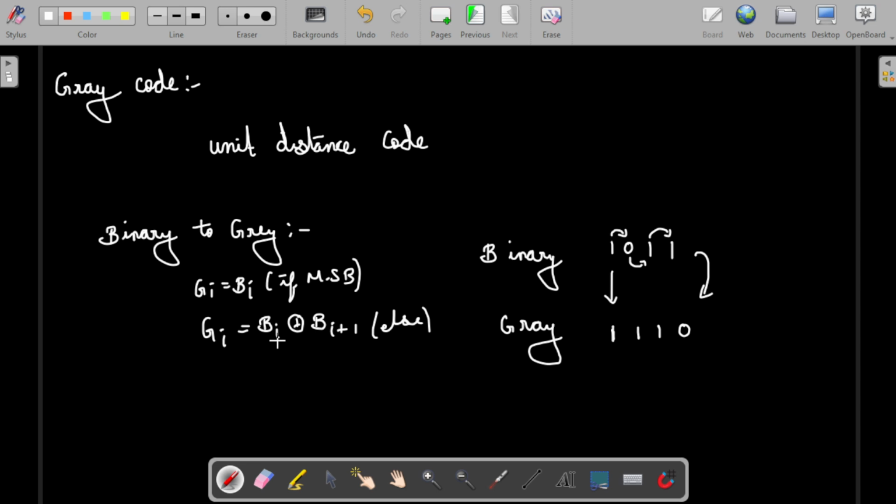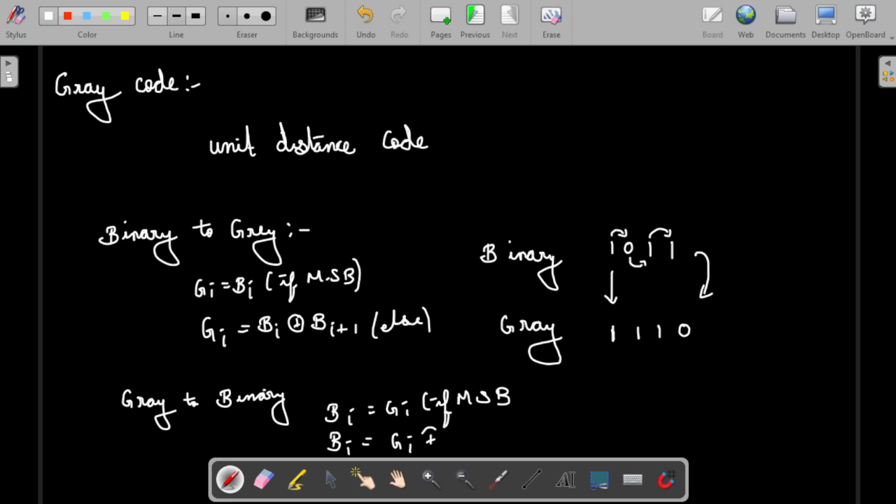So let's see the reverse process, gray to binary. How we can convert from gray to binary is the same thing. The binary ith bit will be the same as the gray bit if it is the MSB. The next binary positions are found by Gi XORed with B i plus 1. So how can we get the binary code from the gray code? Let's take this as an example. This bit will come as it is, so 1.